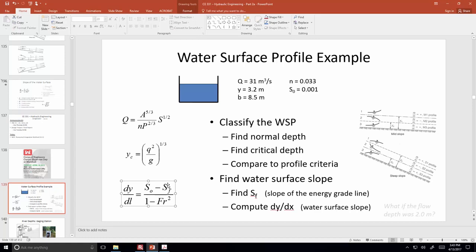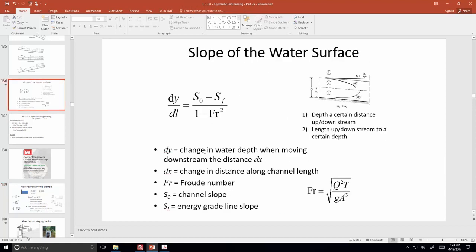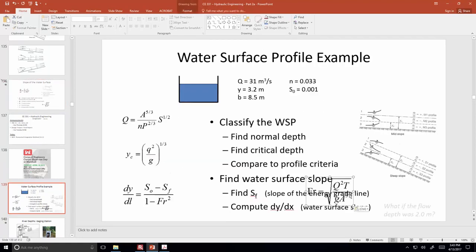And then you'll also need to solve for the Froude number. And let's see, we don't have the formula for the Froude number there. Here's one. Let's just paste that over. Now we've got it. All right, so that's all we need. So find basically dy dl.